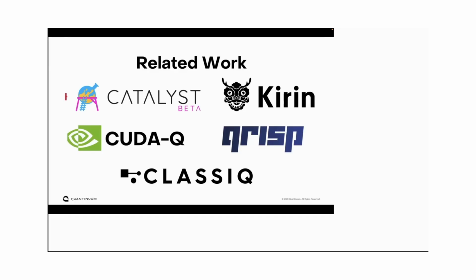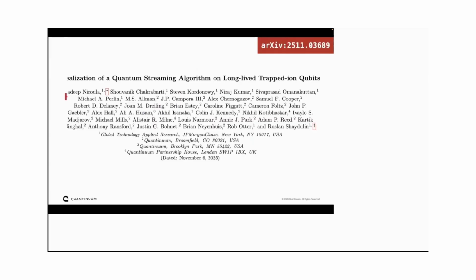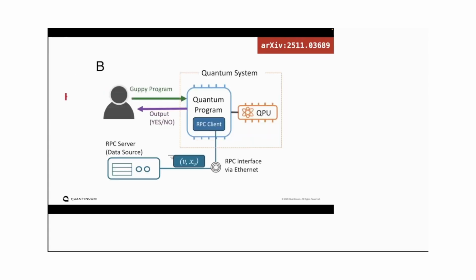And to give you an example of this, this is my favorite paper I think people have done using Guppy: realization of a quantum streaming algorithm on long-lived qubits. This is a figure from the paper. What they do here is you have your quantum system and you have a separate classical server. And then your quantum program can actually talk to the server using remote procedure calls.